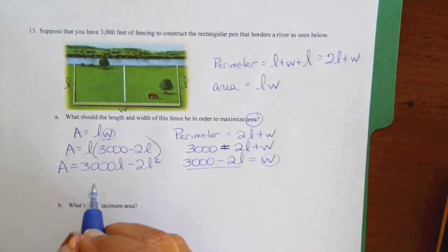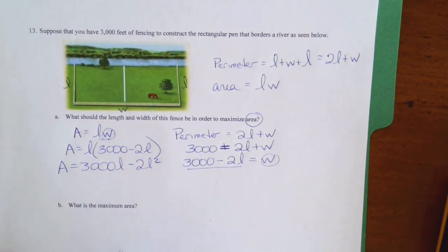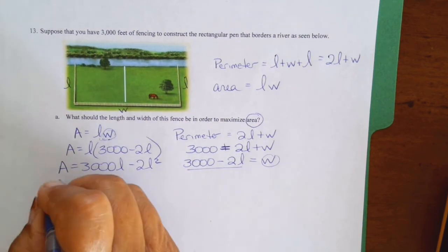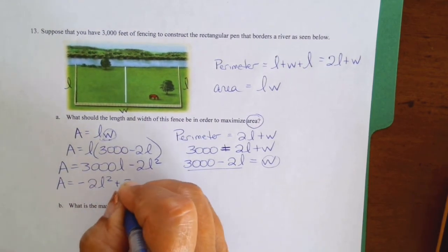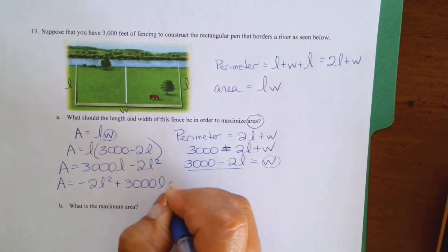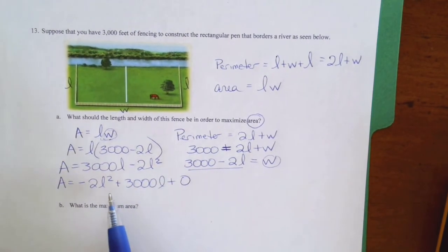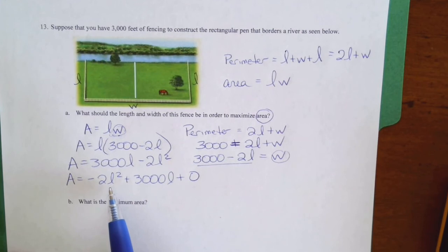All right, so again, you could change those to X's and you could graph that. Or we could solve it using our vertex, because maximum area, remember, look at this graph, let me rewrite it. Negative 2L squared plus 3,000L, and I'm going to put plus 0. So now I've written it in standard form. The square term is first, then the L term, and then the number. So here's your A, B, and C.